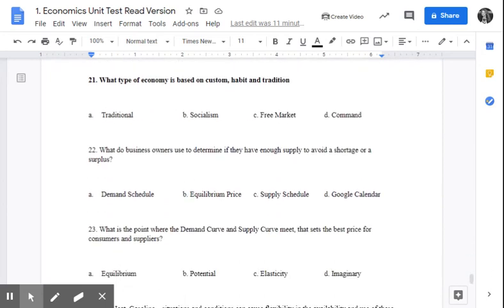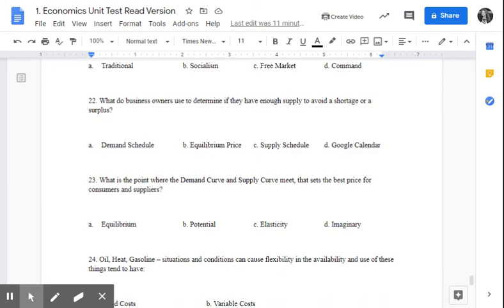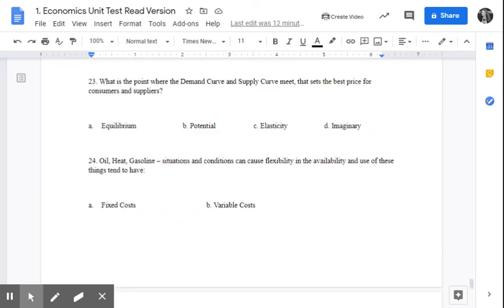21, what type of economy is based on custom, habit, and tradition? A, traditional, B, socialism, C, free market, D, command. 22, what do business owners use to determine if they have enough supply to avoid a shortage or a surplus? A, a demand schedule, B, equilibrium price, C, supply schedule, D, Google Calendar. 23, what is the point where the demand curve and supply curve meet that sets the best price for consumers and suppliers? A, equilibrium, B, potential, C, elasticity, D, imaginary.